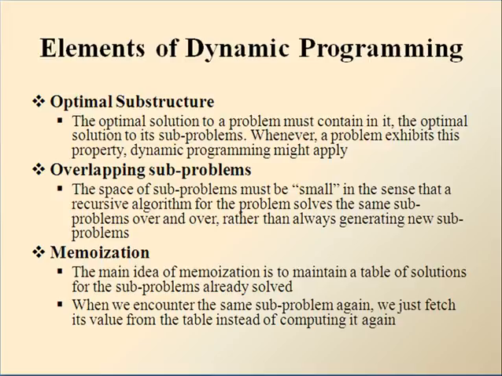Overlapping subproblems. The space of subproblems must be small in the sense that a recursive algorithm for the problem solves the same subproblems over and over rather than always generating new subproblems. Memoization. The main idea of memoization is to maintain a table of solutions for the subproblems already solved. When we encounter the same subproblem again, we just fetch its value from the table instead of computing it again.